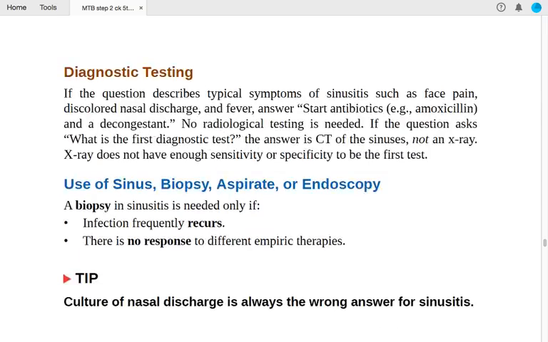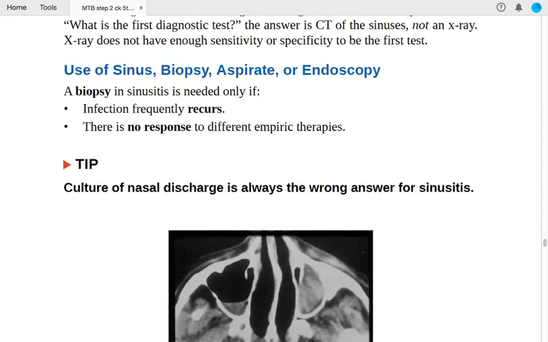Now, use of sinus biopsy, aspirate or endoscopy. A biopsy in sinusitis is needed only if infection frequently recurs. We'll only go for the option of biopsy if the patient is complaining of recurrent infections and there is no response to different empiric therapies. You have already applied so many therapies, but the patient is not responding, and only in that case we will go for biopsy. Tip here: culture of nasal discharge is always the wrong answer for sinusitis.